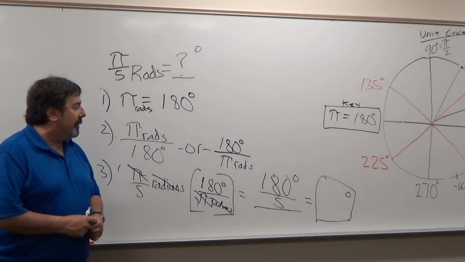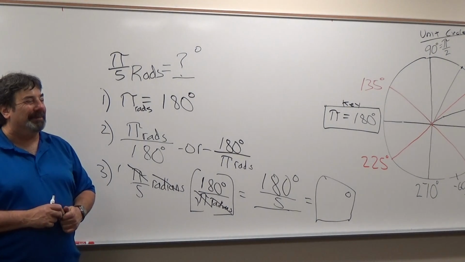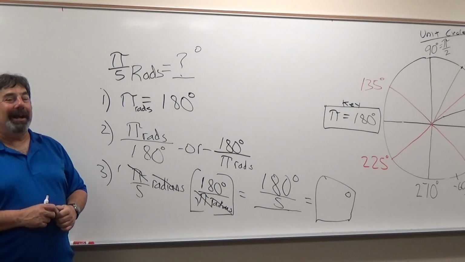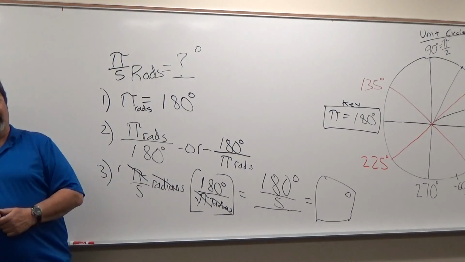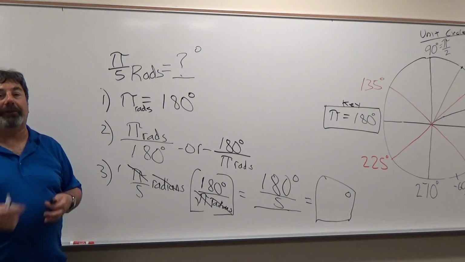Marco, what's 180 over 5? Any ideas? 35. A little bigger. 45. All right. Calculator. 180 divided by 5. Not the end of the world. That's what calculators are for.